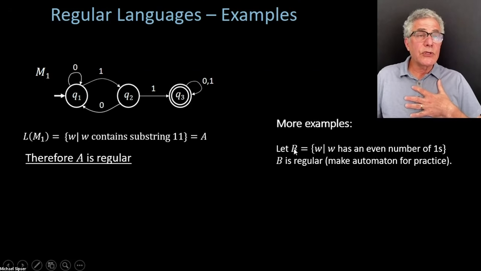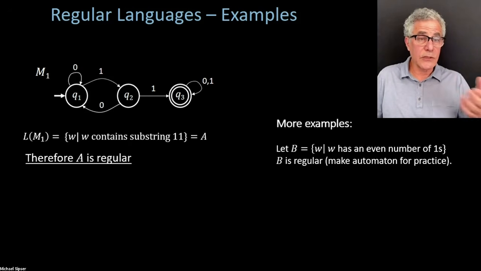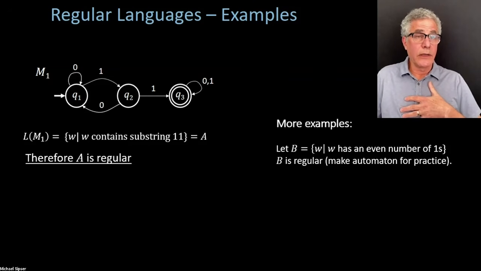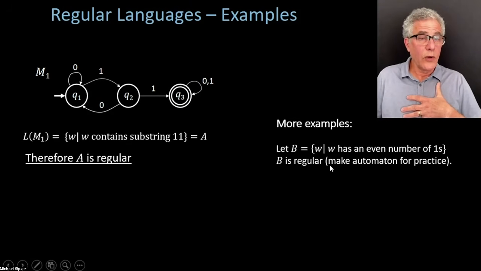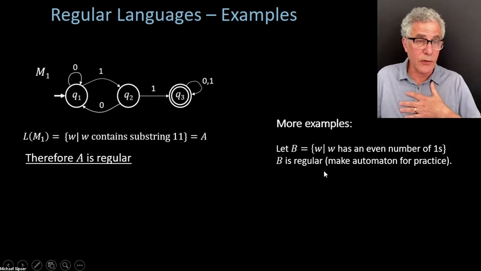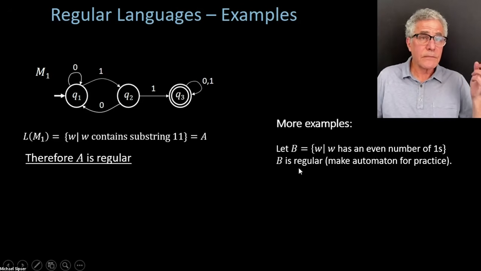So let's look at a couple more examples. Take the language, let's call this one B, which is the strings that have an even number of ones in them. So like the string 1101, would that be in B? No, because it has an odd number of ones. The string 1111 has 4 ones in it. That's an even number, so that string would be in B. The zeros don't matter for this language. The language of strings that have an even number of ones, that's a regular language.